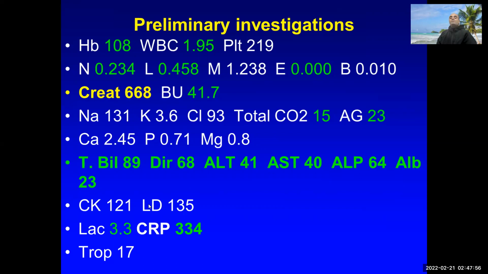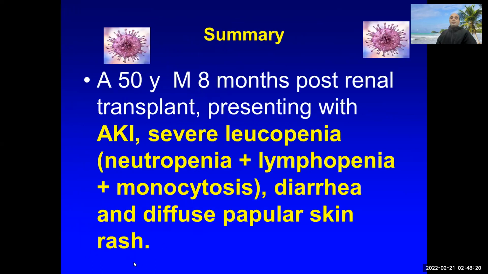ALT and AST are elevated, alkaline phosphatase is normal, albumin is 23, which is low. We also have abnormal liver enzymes. CK and LDH are normal, lactate 3.3, CRP already high at 300, troponin 17.